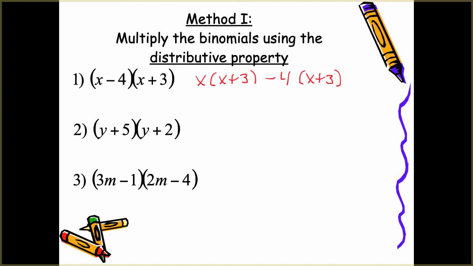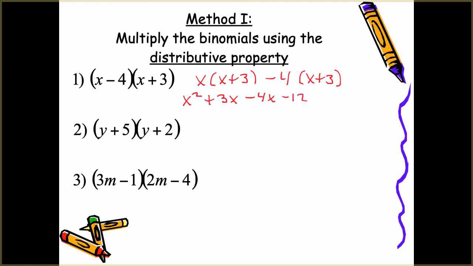We're going to distribute the x into the x plus 3. We're going to distribute the negative 4 into the x plus 3. And we get this. X squared, x times 3 is 3x. And then negative 4 times x. And then negative 4 times 3.